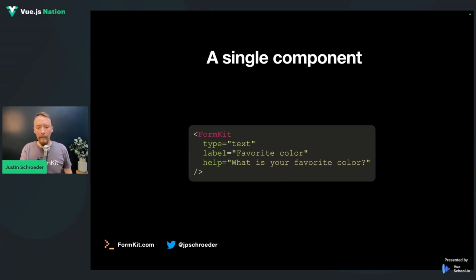Well, fundamentally, you just say whatever the type is that you want to render, so FormKit type text, and then all of that other work that we did in the first little bit of this talk, adding the labels and the help text, for example, those kinds of things are just going to come for free.